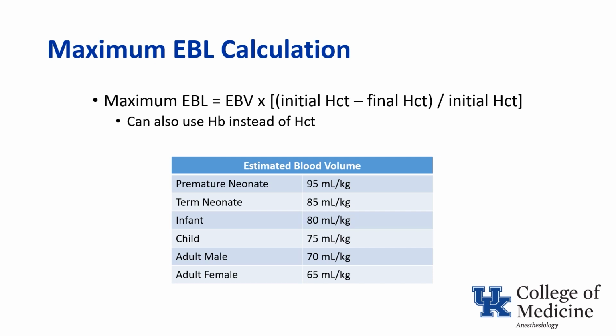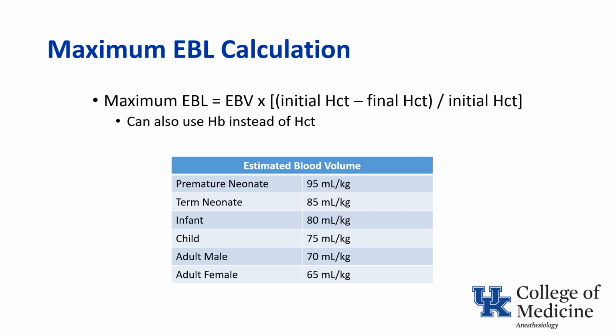So what you do is you decide what the final hematocrit is. That is the lowest allowable hematocrit for this patient. We typically would utilize something like 21%, which would correspond to a hemoglobin of 7, or you could use 24%, which would correspond to a hemoglobin of 8. And that depends on the child's pathophysiology, the nature of the surgery, etc.